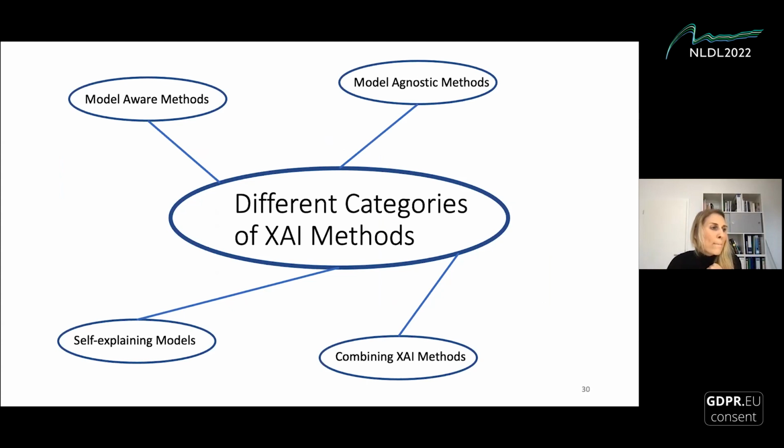Okay, so this is why I would call it a fourth category, where we can combine XAI methods. We can combine, for instance, self-explaining models with model-aware methods.